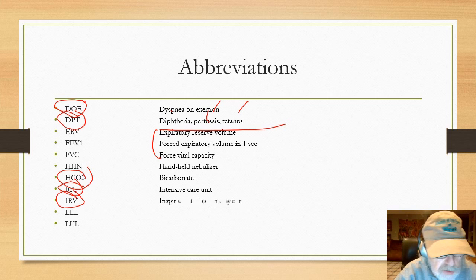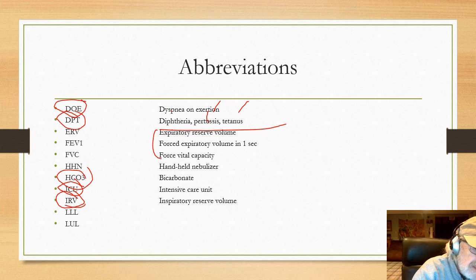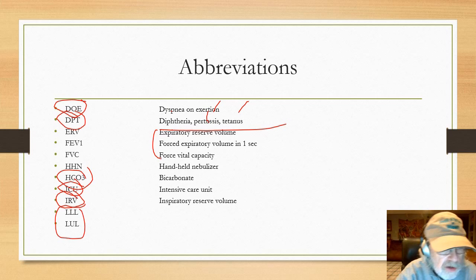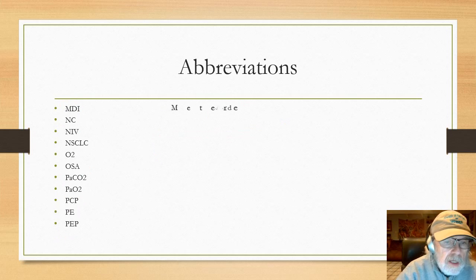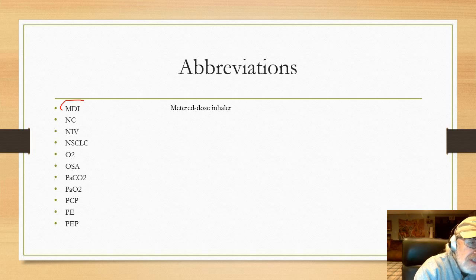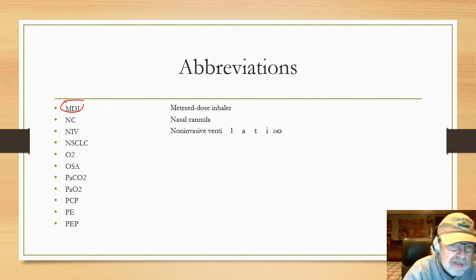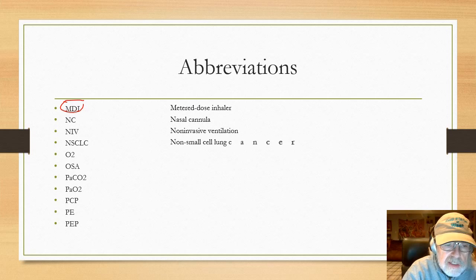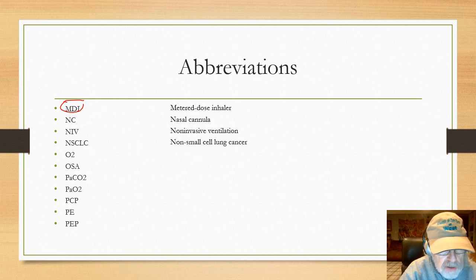This is another respiratory thing, IRV, inspiratory reserve volume. I don't think I'd make much care about that. LLL, LUL, left lower lobe, left upper lobe, piece of cake. We talked about that one before. This is also for respiratory therapy, so I wouldn't worry too much about that. Same thing with nasal cannula. NIV, non-invasive ventilation, again, from respiratory therapy. And NSCLC, non-small cell lung cancer.